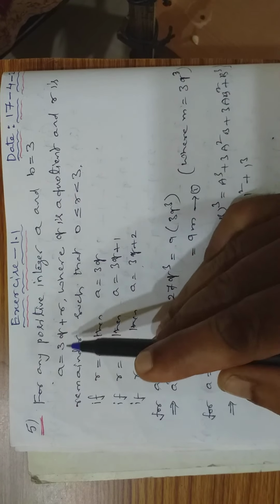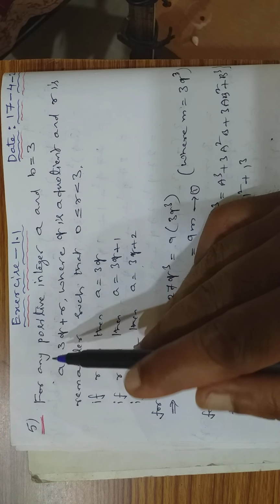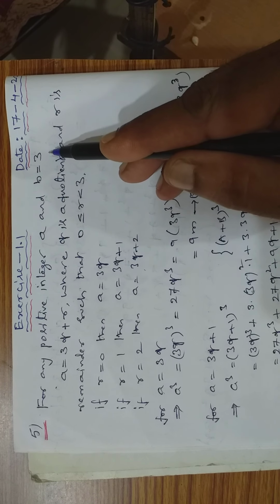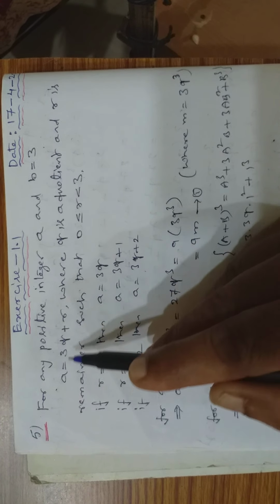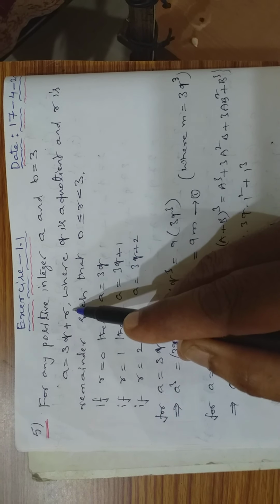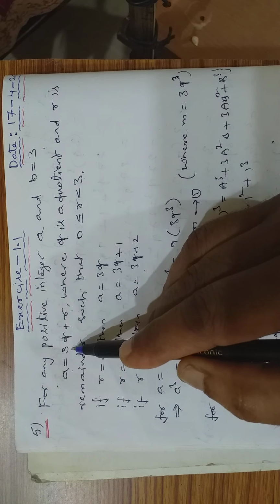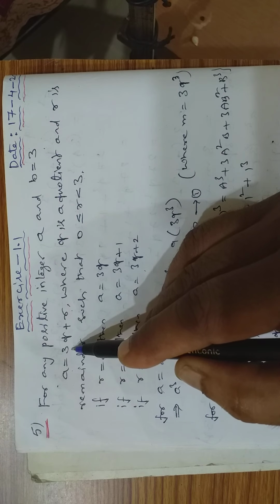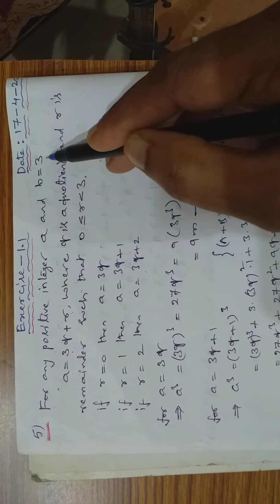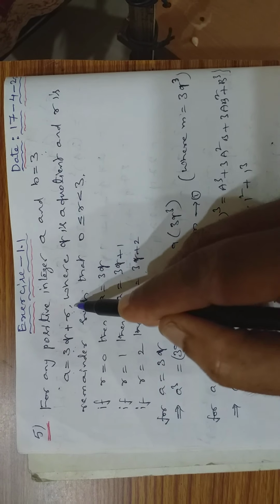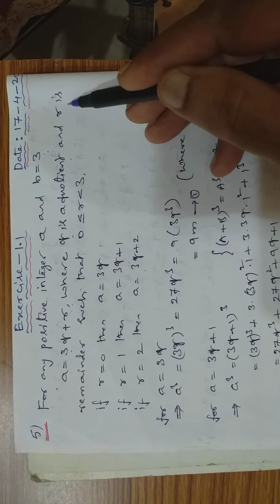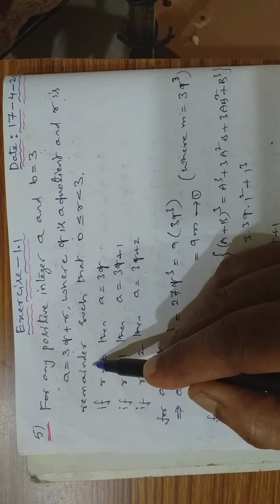Now, let us take any positive integer a and b equal to 3. By Euclid's division lemma, we can write a is equal to 3q plus r. Why? Because here the divisor b is 3. As per Euclid's division lemma, a is equal to bq plus r. Where b is 3, we can take a is equal to 3q plus r. Here q is quotient and r is remainder.